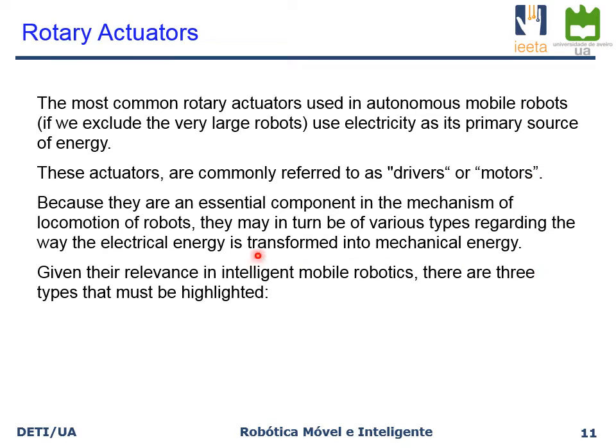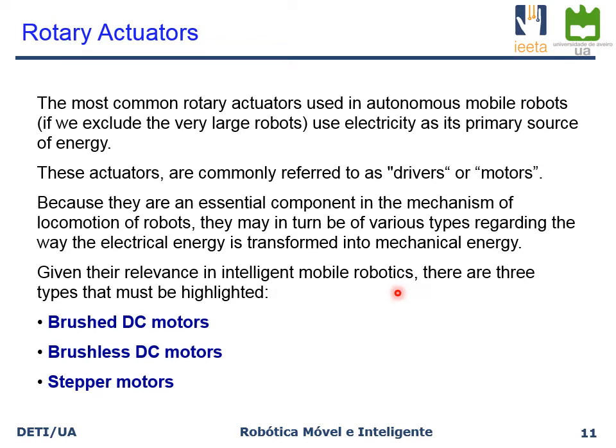These are very relevant within, as I said, intelligent mobile robotics. And according to this technological side, we could consider at least three types that should be highlighted. The first one, which is very common and normally the least expensive, is the brushed DC motors. We'll talk a little bit about this in the next slides. Also, there are the brushless DC motors, and finally the stepper motors. So in the next slides, we'll go through these three types of motors and compare some of their main characteristics.